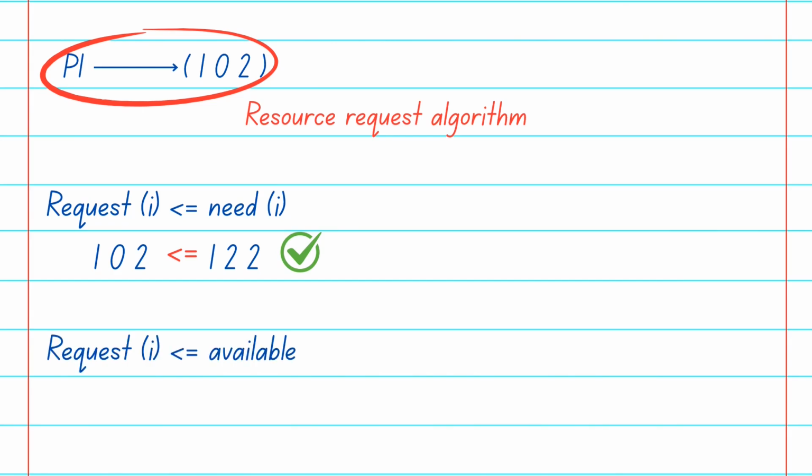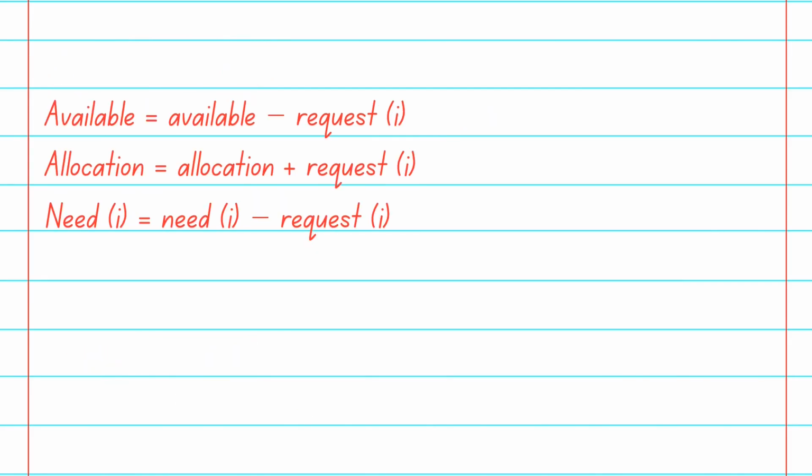Compare the request with the available: the request should be less than or equal to available. So the request is 102 and the available resources we have is 332. So 102 is less than or equal to 332, right? This condition is also satisfied. So we move to the next step.